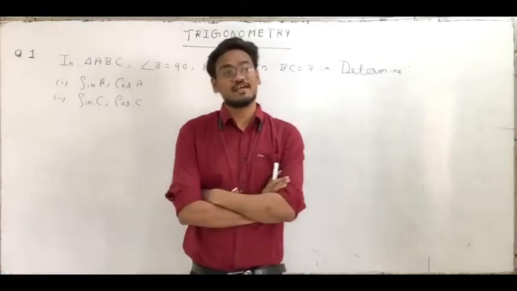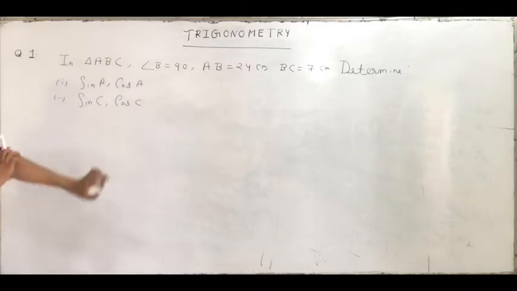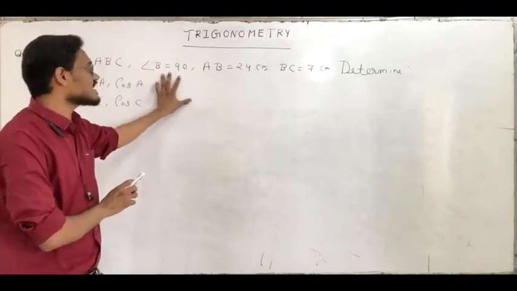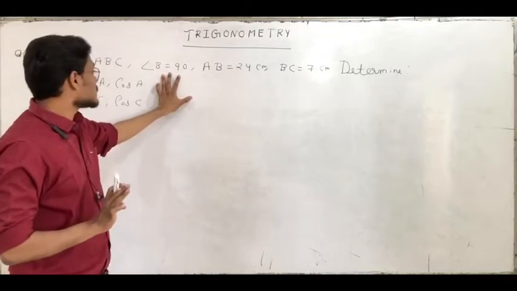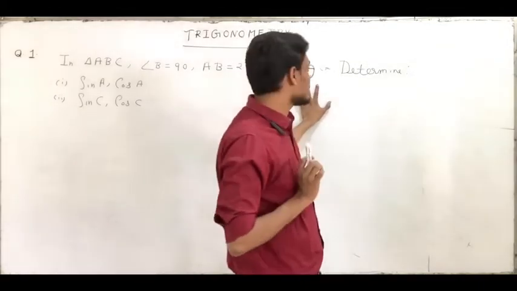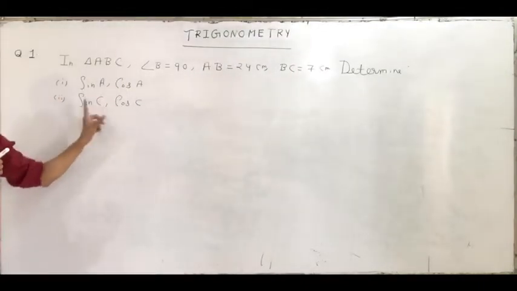an acute angle. Clear? As you can see, I have already written the first question. We are given a triangle ABC in which angle B is 90 degrees. The length of AB is 24 centimeter. The length of BC is 7 centimeter. And what we have to find? We have to find sin A, cos A, sin C, cos C.